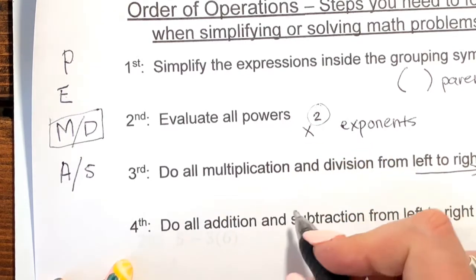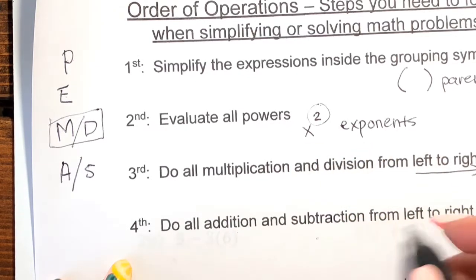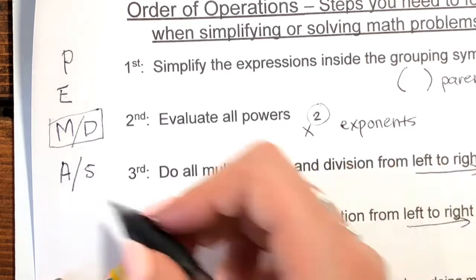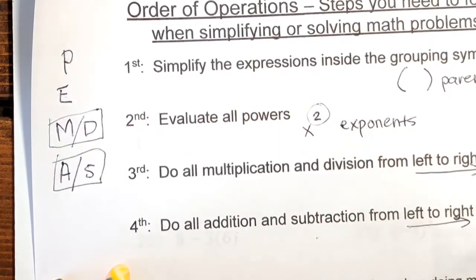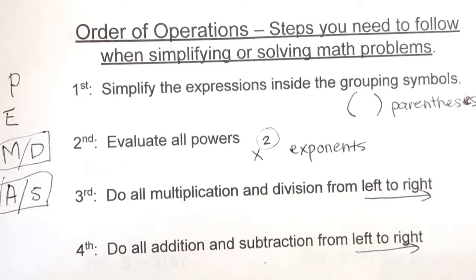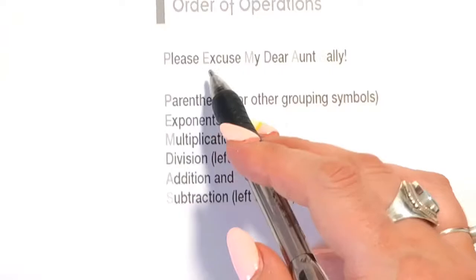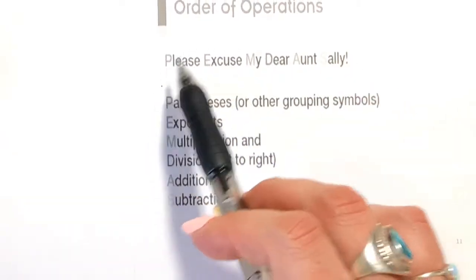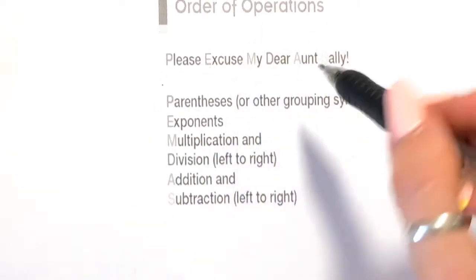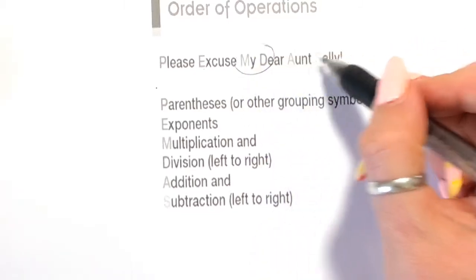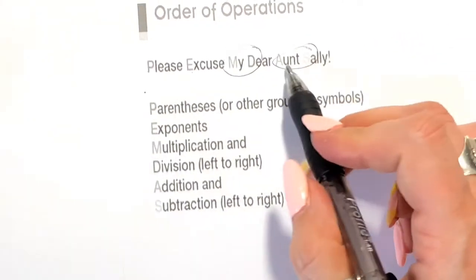And then the last step is kind of the same. You're going to do adding and subtracting in the same step from left to right. That's why I put the A and the S together here. If everybody follows these same rules in our order of operations, people all over the world are going to get the same answer. So again, here's your little saying. Please excuse my dear Aunt Sally. Parentheses, exponents, which you can keep together, multiply, divide, and then add, subtract.